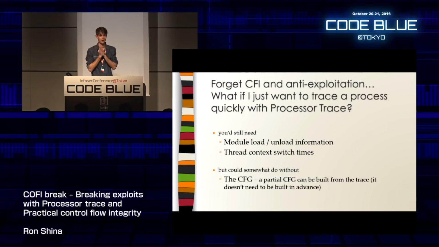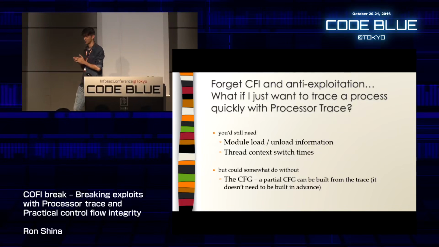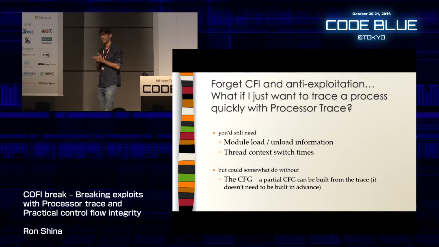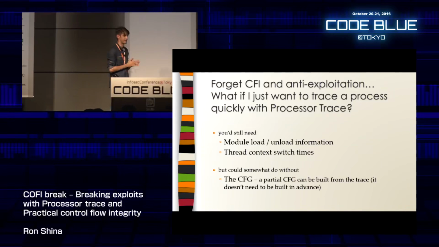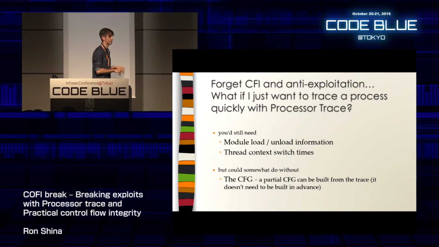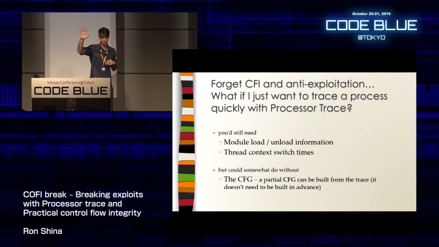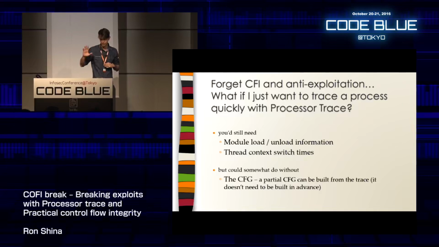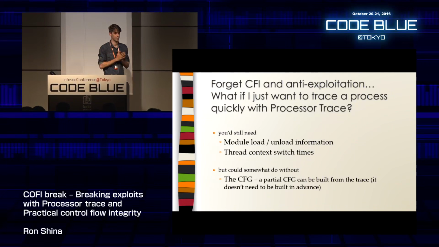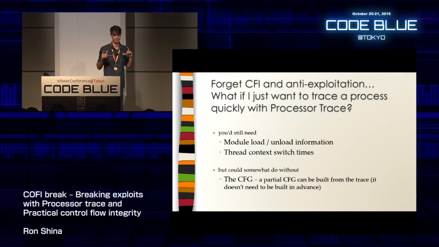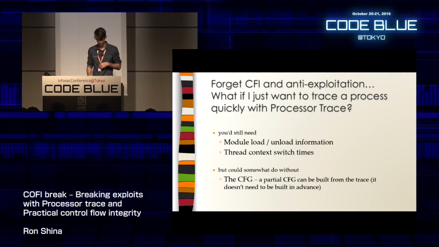So let's forget about CFI and anti-exploitation for a second. And what if you just want to use processor trace for what it was probably intended for, which is tracing, right? Just using very fast tracing. So what would you need? You'd still need the module load unload information because you need to know what's currently executable, and you'd need the thread context switch times, which I mentioned. But you could probably do without the control flow graph, right? Because you're not trying to enforce a CFI.